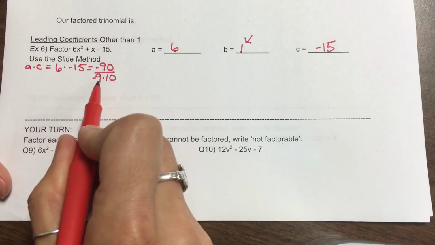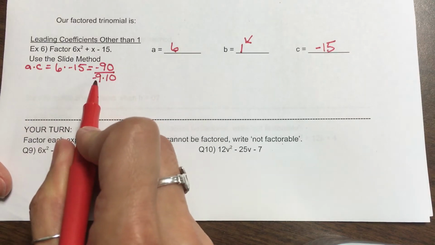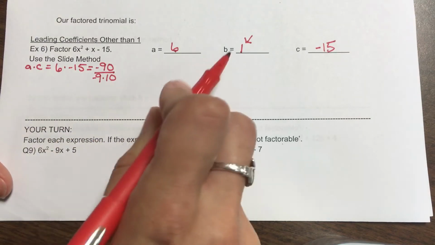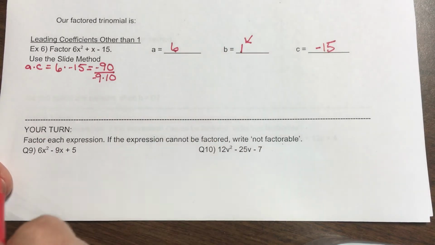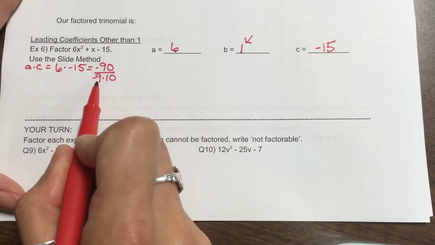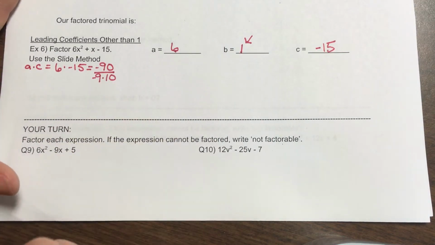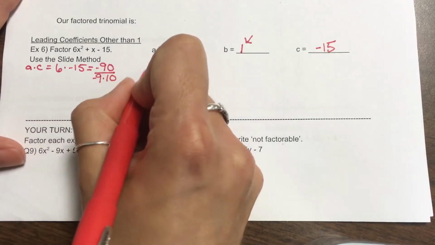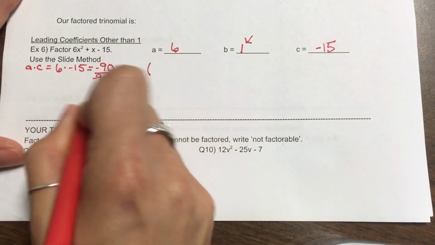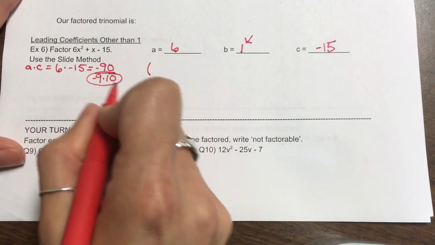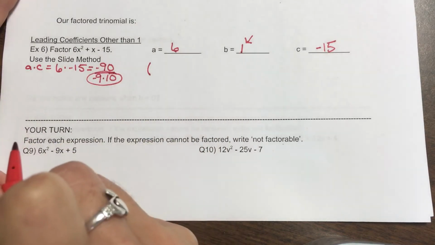If you don't pick out those factors immediately, remember you can always make a factor list until you find the factors that will add to your B term. So my factors that I want here are negative 9 and 10. Now remember, I place these numbers, these factors from my list that I'm choosing, directly into factored form.